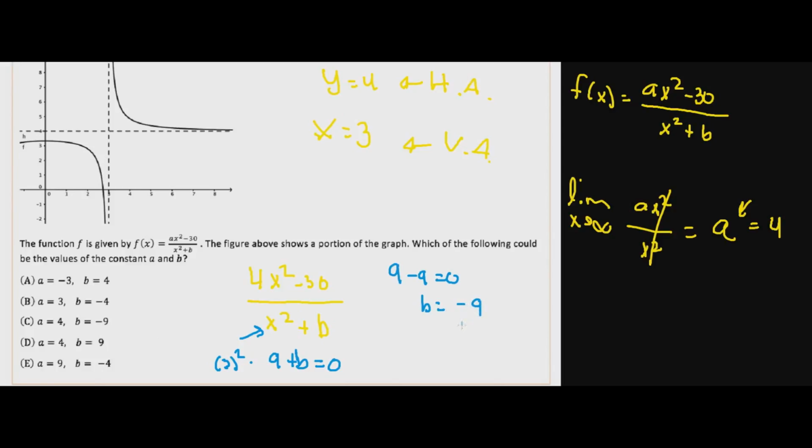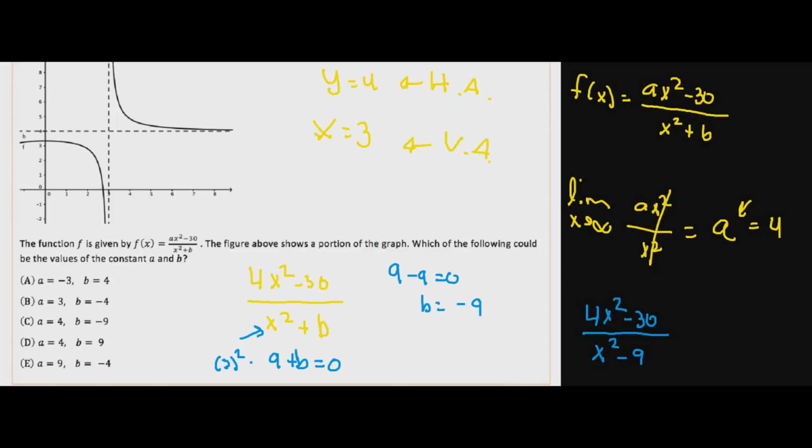All right, that's pretty much the best way for you to go about it, okay? So now we know that our equation is going to be 4x squared minus 30, all divided by x squared minus 9, okay? We can verify this.